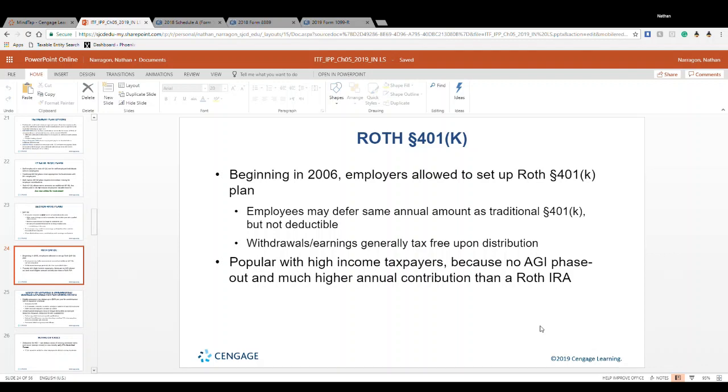The Roth in itself came around in 2006, and it allowed employees to defer some annual amount as with a traditional 401k, but it's a non-deductible amount. Withdrawals and earnings are generally tax-free upon distribution because they've already been taxed. And they're really good for high income taxpayers because there's no AGI phase out, and a much higher annual contribution than a Roth IRA.